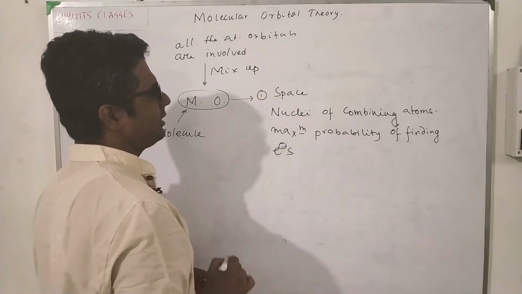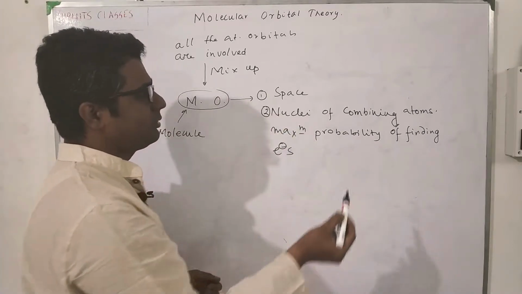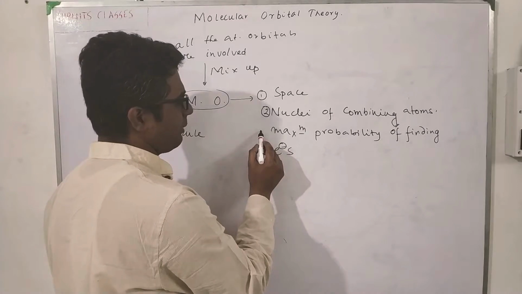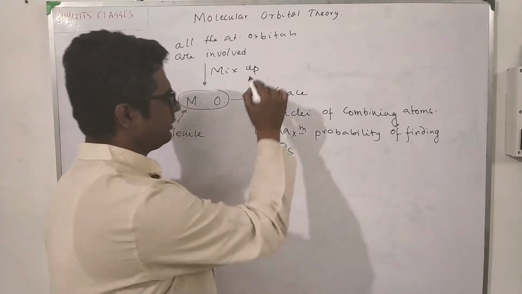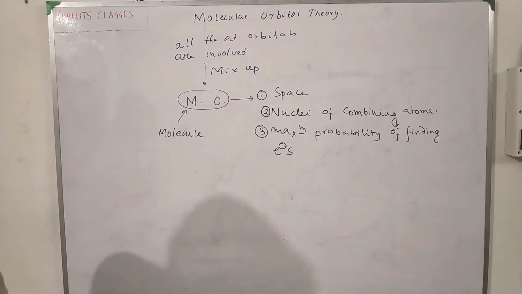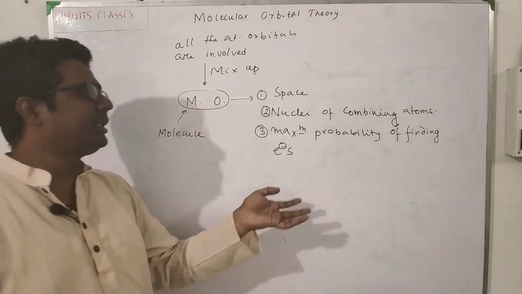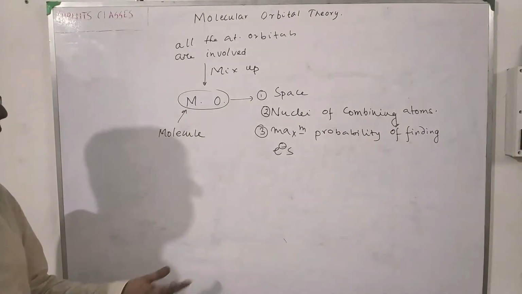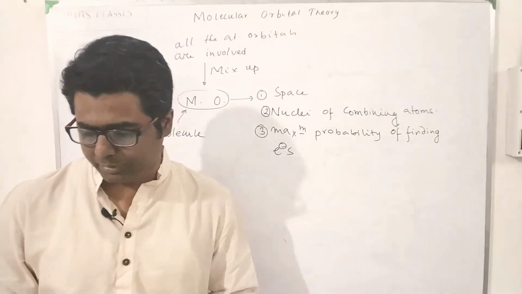Where will the space be? Near the nuclei of the two atoms. I am talking about two atoms combining in the bond where there is maximum probability of finding electrons. So I have broken your definition into three parts. The space comprising of the nuclei of the combining atoms, where there will be maximum probability of finding electrons. That is basically the definition of the molecular orbital.